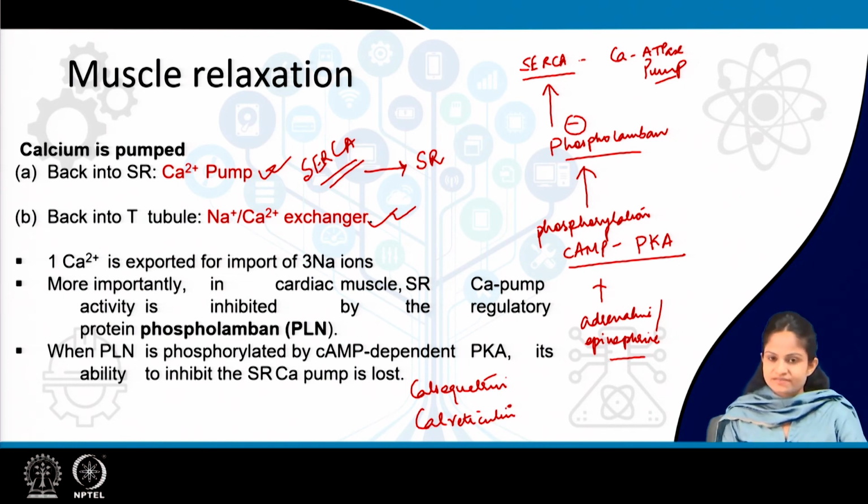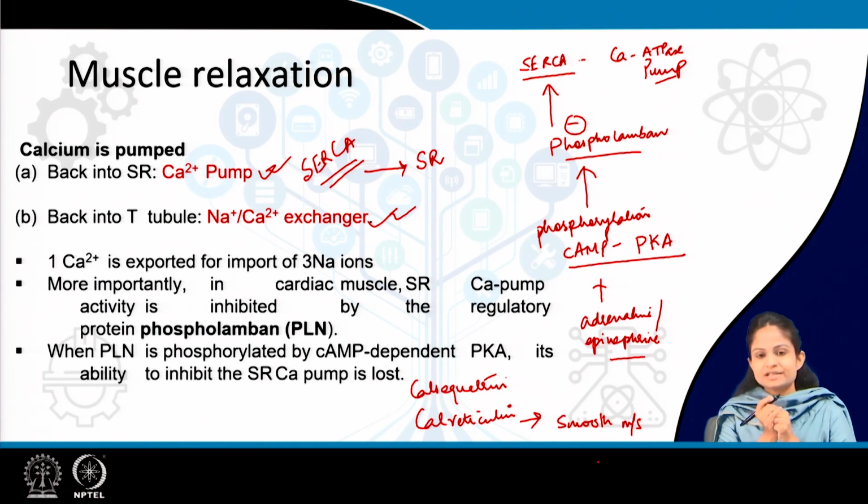The calsequestrin is very important. It is found in most of the muscles, the skeletal muscles, cardiac muscles, but calreticulin is abundantly present in the smooth muscle. So, these are the calcium binding proteins. Whenever calcium will come to the Sarka pump, these calcium binding proteins will bind to the calcium, and this calcium will not be able to then move out. So, this is the role played by the calcium binding proteins.